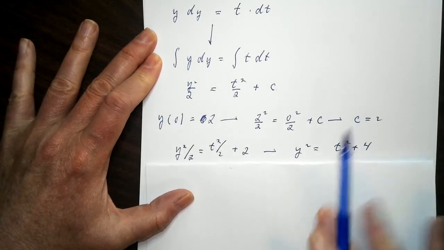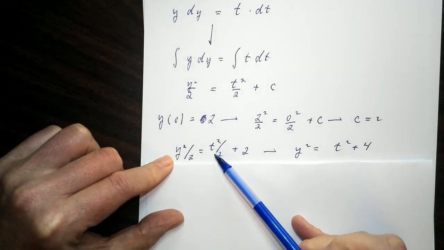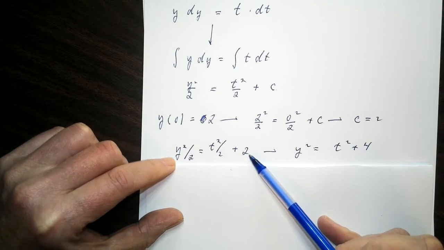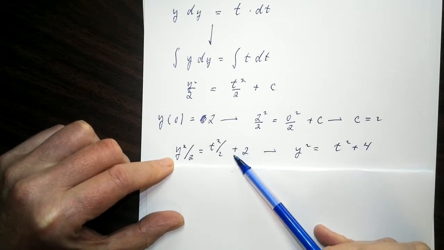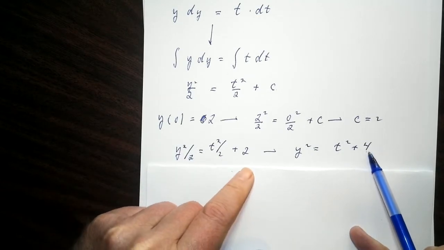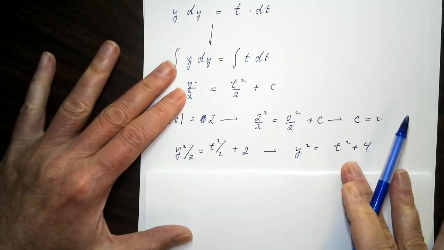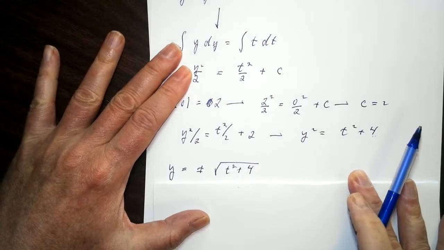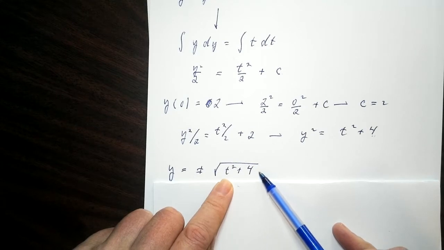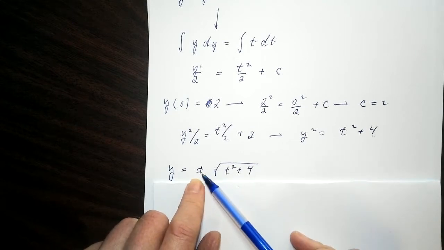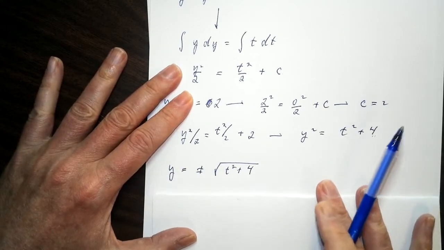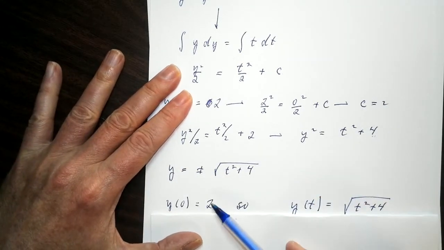So that means that y squared over 2 equals t squared over 2 plus 2. If I multiply each side by 2, I get y squared equals t squared plus 4. Taking the square root of each side, I get y equals plus or minus the square root of the quantity t squared plus 4. Now, we can nail down whether we use the plus or minus there if we recall that y of 0 is 2.